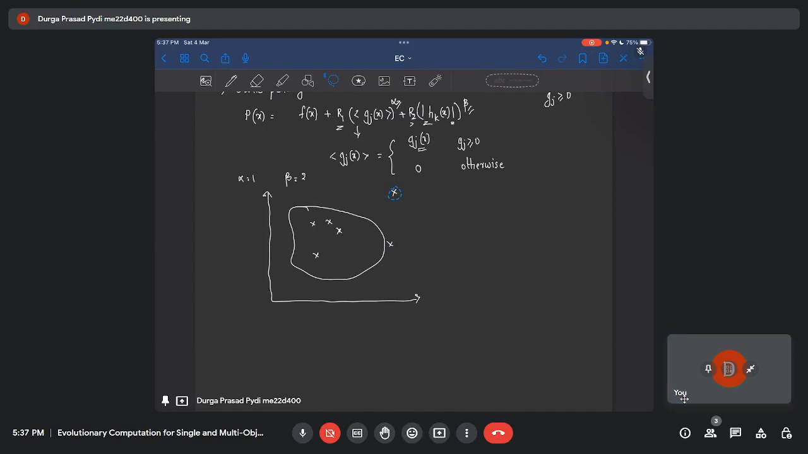This is the problem with the penalty function: selecting R1 and R2. You have to do it with some trial and error. We cannot say beforehand that this should be the value of R1 and this should be the value of R2. And actually it should change as you progress. So we will see with other methods how this is actually done. In this particular approach, your R1 and R2 are fixed, and that might not be the ideal case.